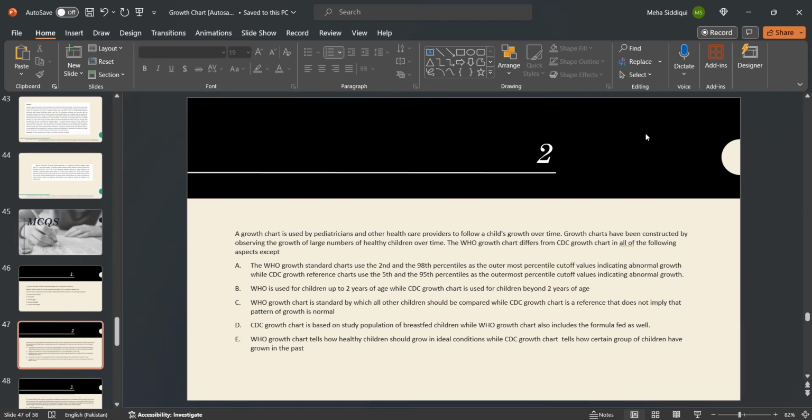A. No, D is the right option, because the WHO growth chart is based on the study population of mainly and solely breastfed children.